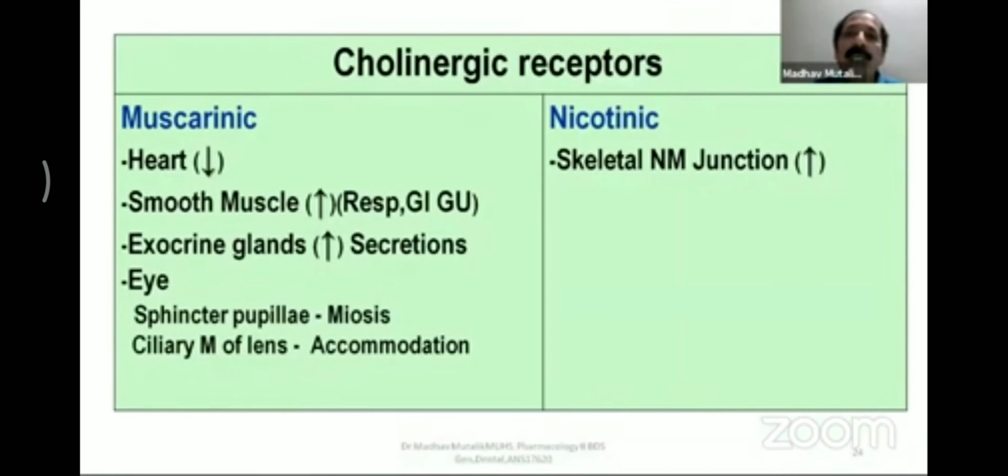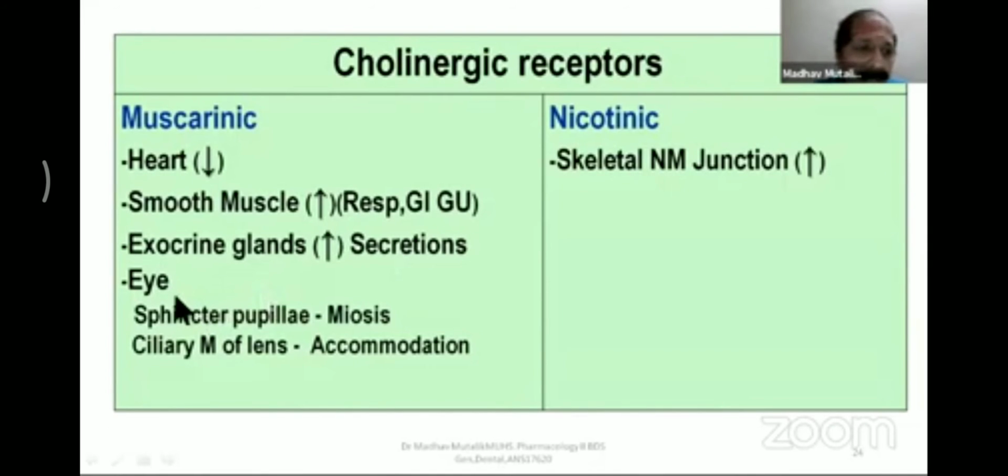Now we go to cholinergic receptors. As you know, they are muscarinic and nicotinic. Again, I have that style and fascination of doing upward arrows and downward arrows. For these receptors, the neurotransmitter is acetylcholine. Naturally, in the heart, it is suppression. In the smooth muscles, we need acetylcholine for contraction. Naturally, upward arrow for respiratory tract smooth muscle, gastrointestinal smooth muscle, and genitourinary muscle. In exocrine glands, we need acetylcholine for secretion.